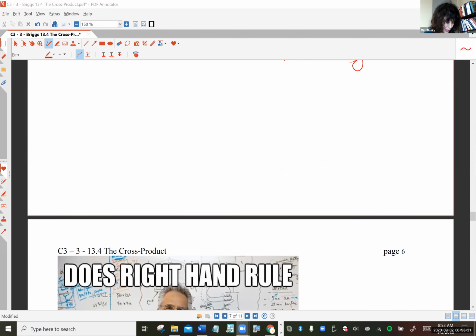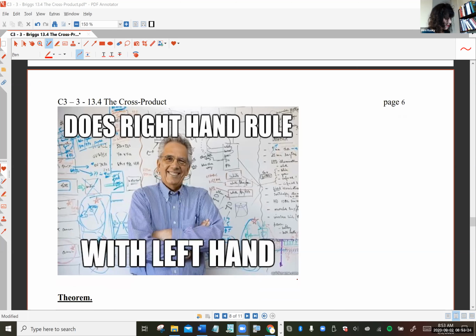So I like to have memes. There's my meme for that one. Don't do the right hand rule with your left hand. Okay, people, it's not going to work.